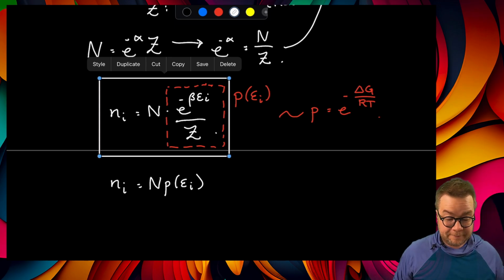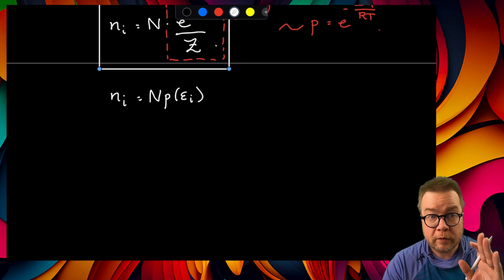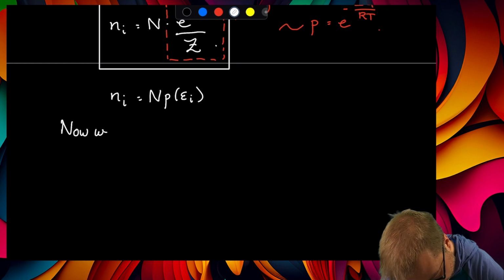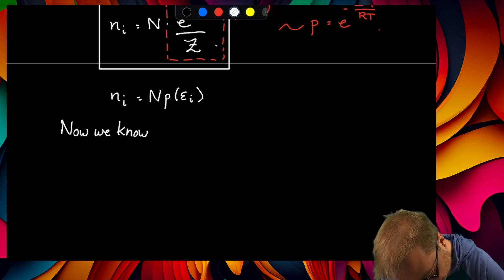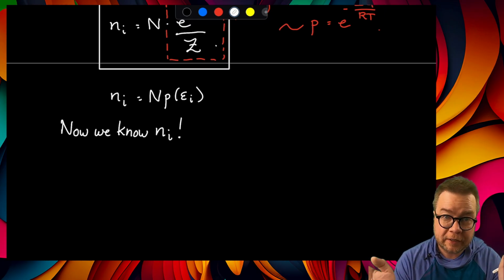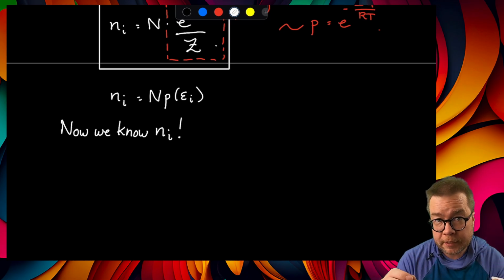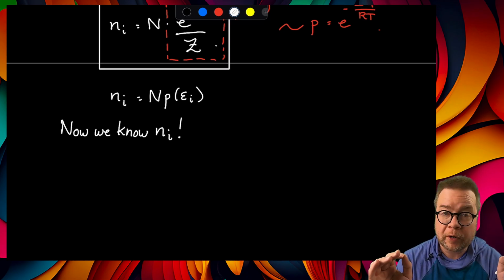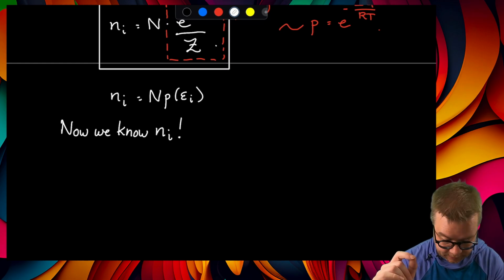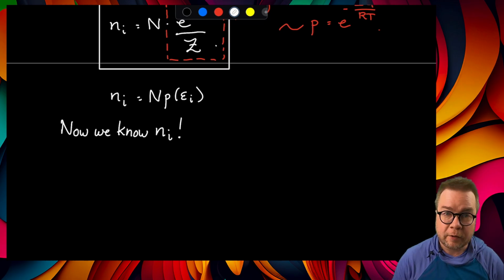So what was the point of doing all that? Well, let's go back. What have we accomplished in doing this? Now we know n sub i. If we knew the energies of each configuration i, then we could calculate n sub i. And we did this with the requirement that the total number of particles isn't changing, that the internal energy of the system is fixed, and that log omega should be maximized. And so that's kind of where we are right now.